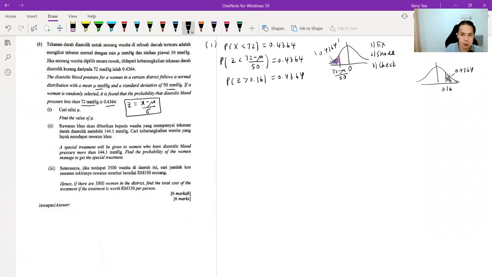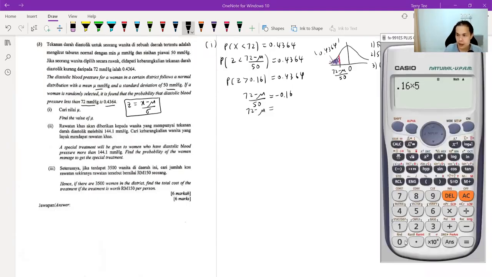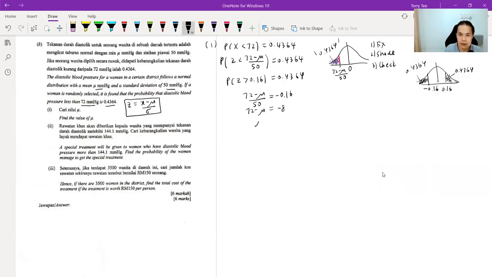So what is the difference? We need to let it be negative 0.16, because if you put positive 0.16, the mu value will be different, right? So I want to find mu now. Okay, let's multiply 50 over 0.16 times 50. There's a negative here, so it's negative 8. Bring over, mu is 72 plus 8. My mu is 80. Okay, so that is only the first part.